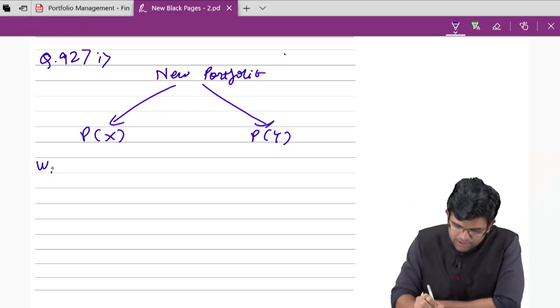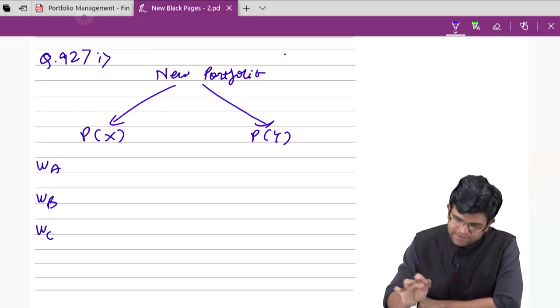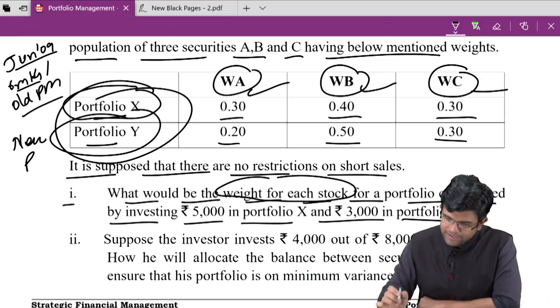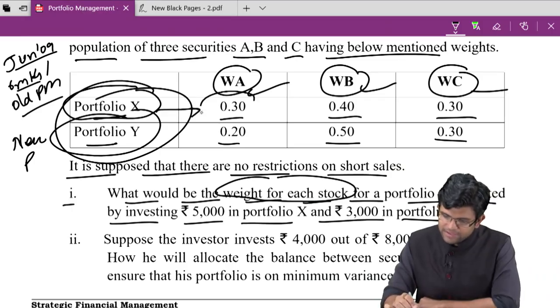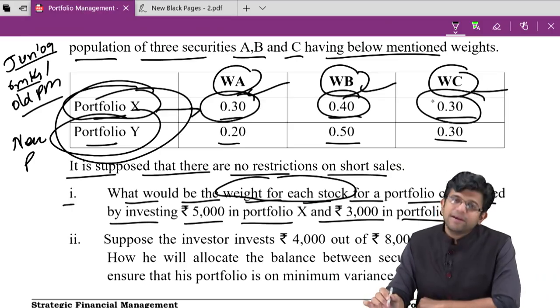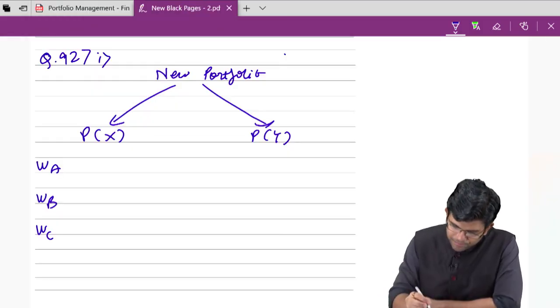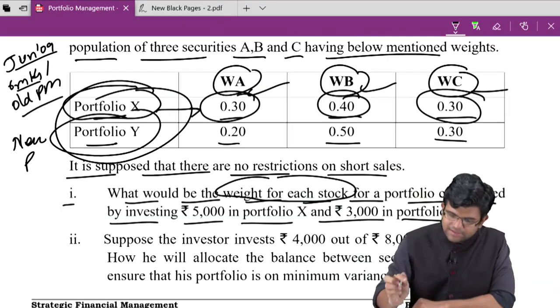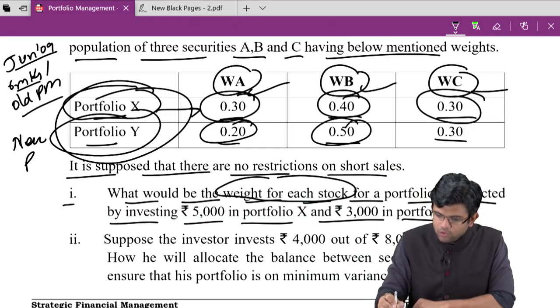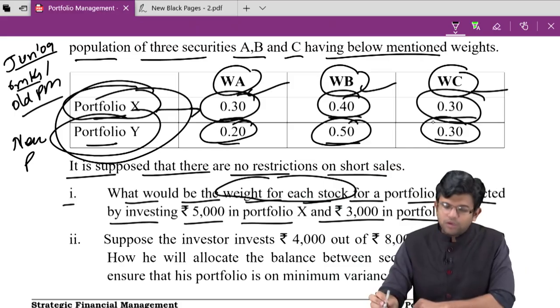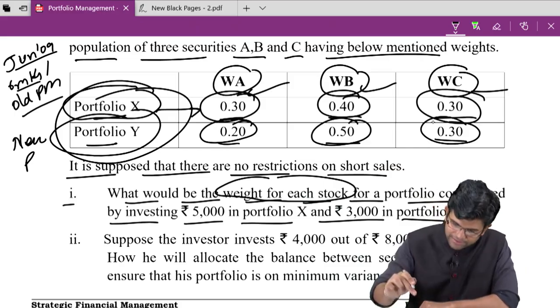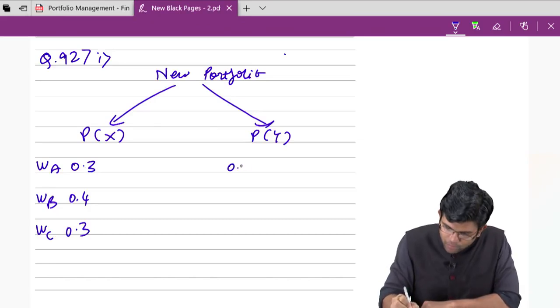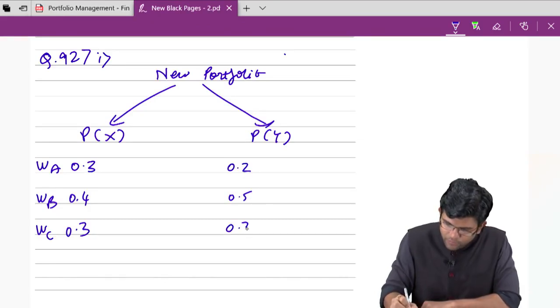Students, what is WA, WB and WC in portfolio X? In portfolio X it is 0.3, 0.4 and 0.3, correct? So I'll write down here 0.3, 0.4 and 0.3. As far as portfolio Y is concerned, students, it is 0.2, 0.5 and 0.3. So I'll write down here 0.2, 0.5 and 0.3.